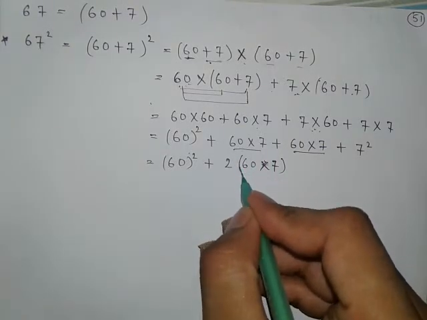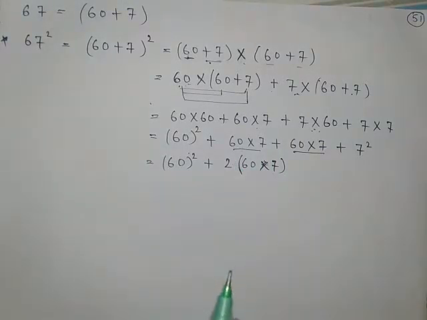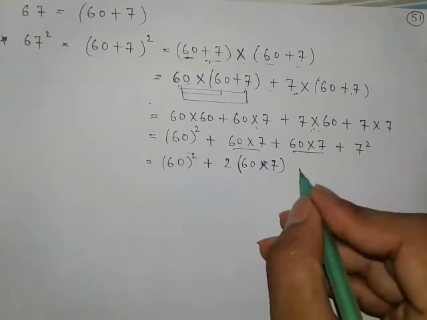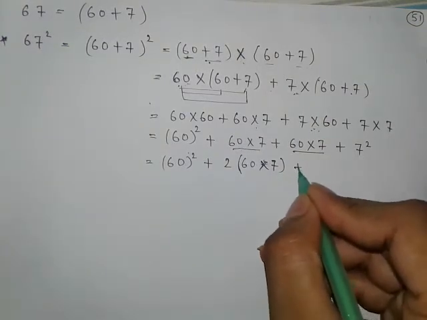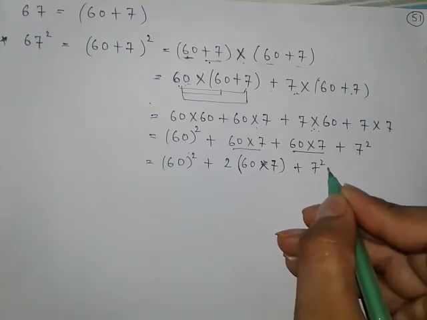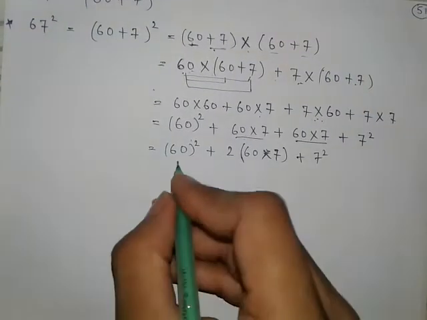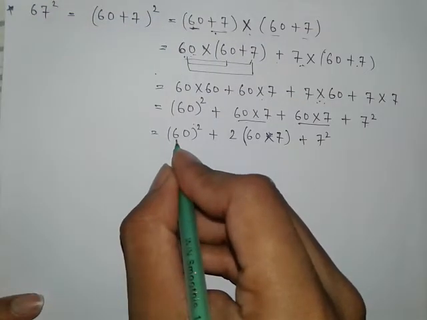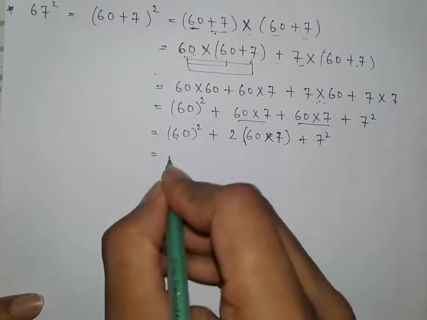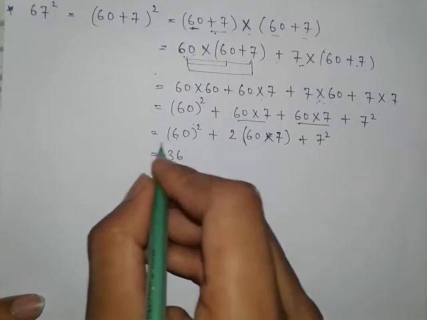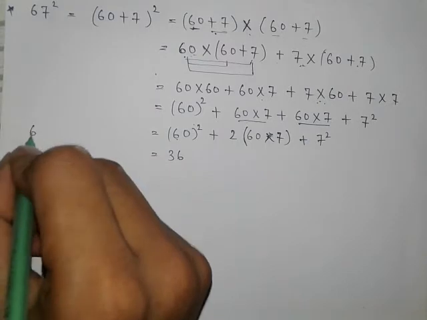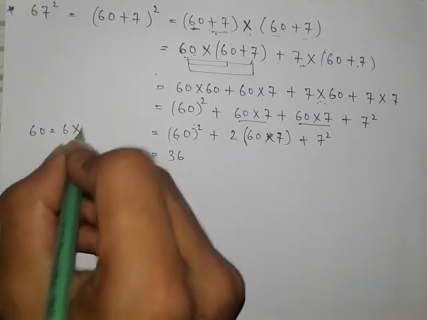Bracket simply means there is a multiplication sign here. I have already told you about this. Then 7 square is as it is. Now you know the square of 6, isn't it? 6 square is 36. Or before that, 60 you can write it in the form of 6 multiplied by 10.